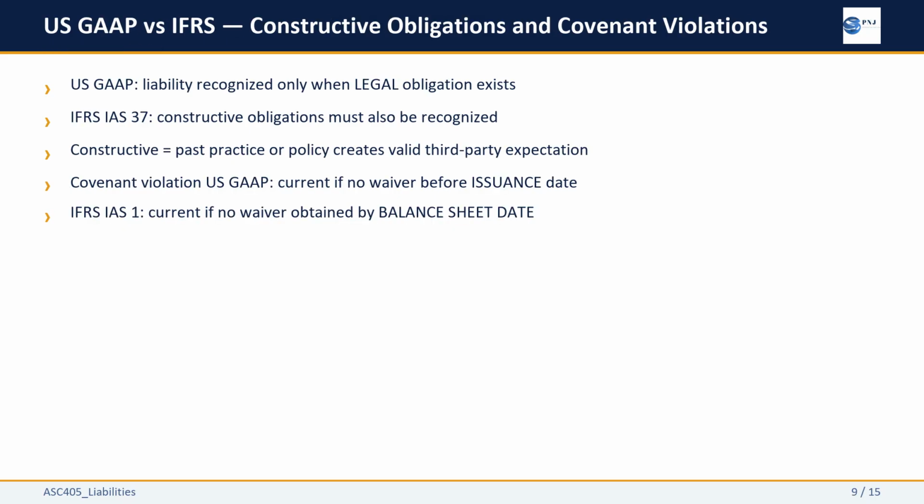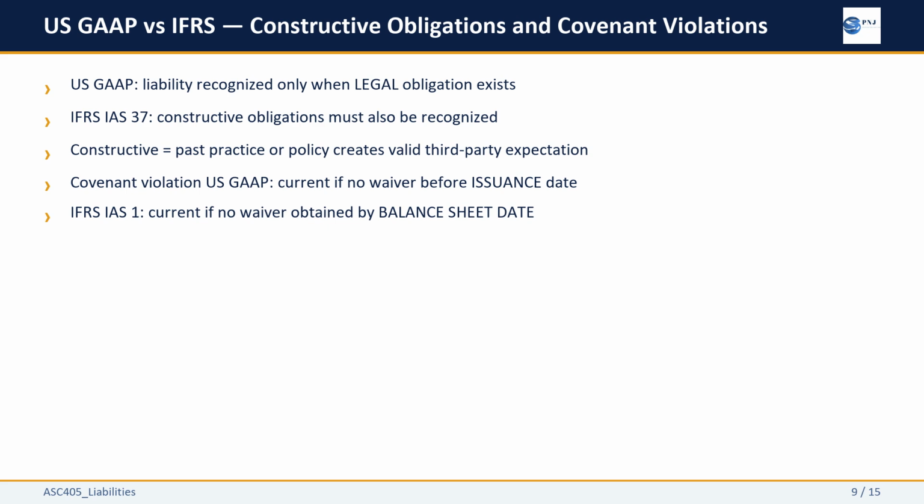Here is where the two frameworks diverge in ways that can materially change your financial statements. Under US GAAP, you only recognize a liability when a legal obligation exists, a contract, a statute, something enforceable in court. Under IFRS and IAS 37, constructive obligations must also be recognized. That means if your company has a pattern of paying discretionary bonuses or has publicly committed to a restructuring, you may have a liability under IFRS even without a legal contract.